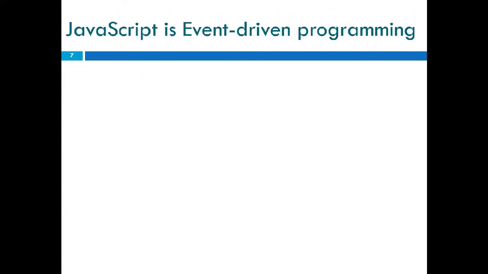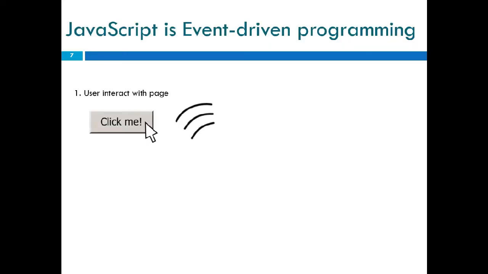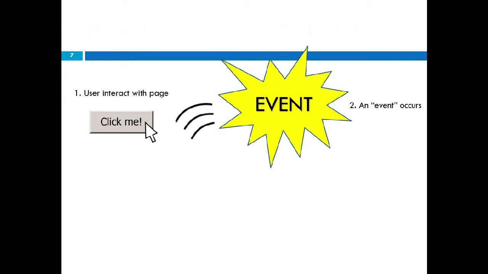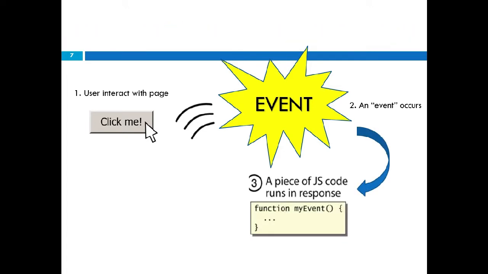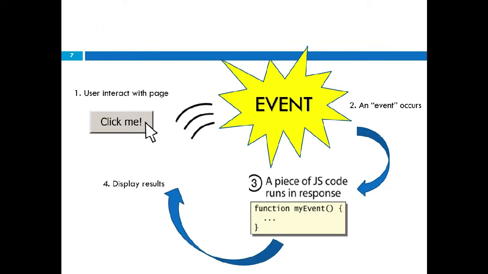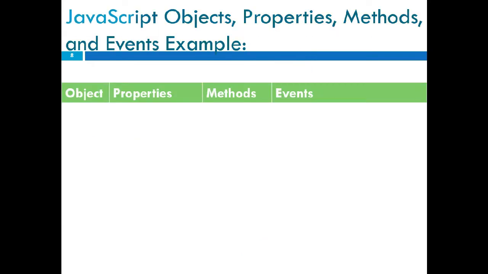Here in the illustration of a JavaScript event, the user interacts with the page. An event will occur, such as loading or clicking a page, and a piece of JavaScript code runs in response, and it will display a desirable output. So we have here the examples of objects, properties, methods, and events.